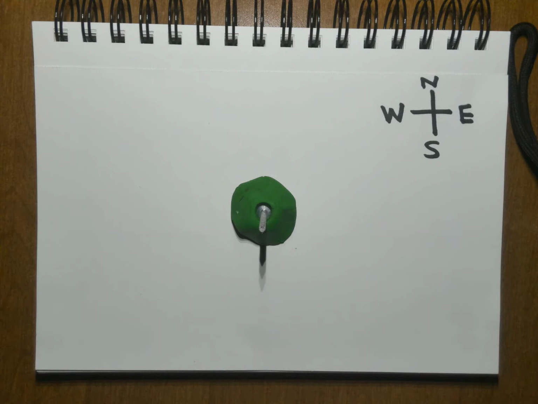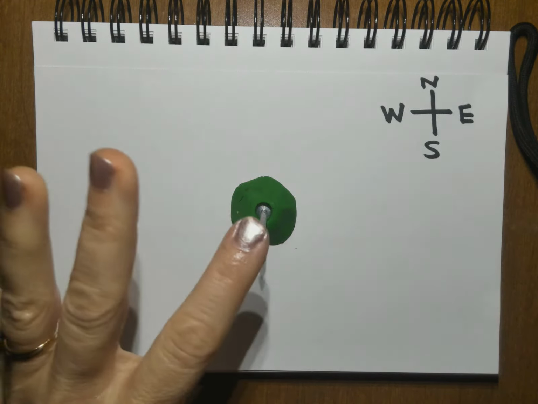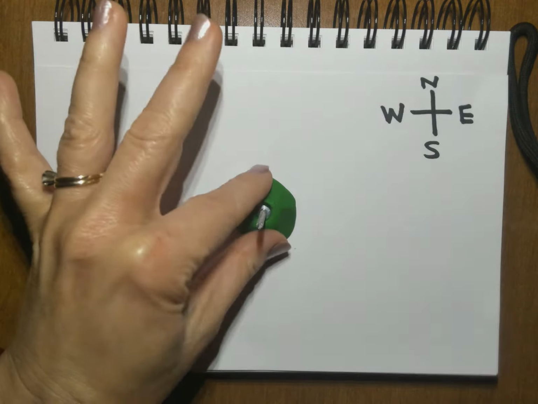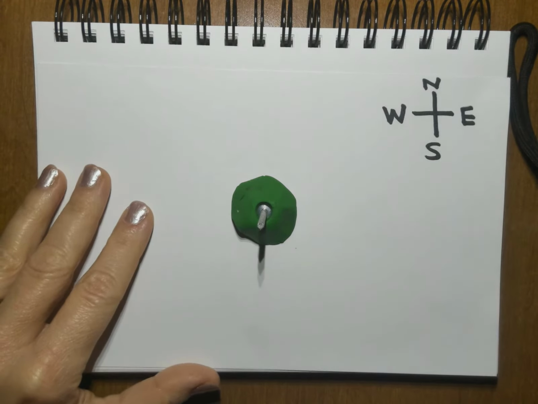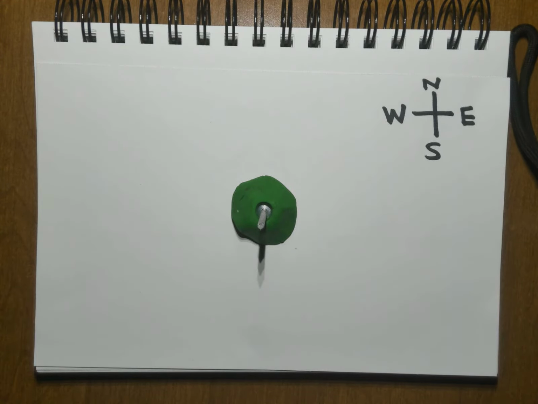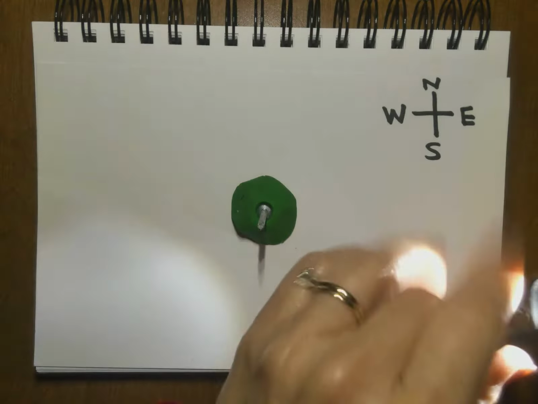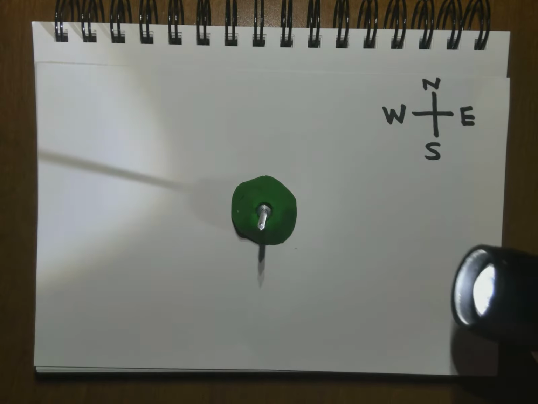Did you know that you can tell what time of day it is simply by looking at where the sun is in the sky? Amazing, huh? I'm going to show you how. All right, to do this, I've got a nail in some clay to represent a person, and I have a flashlight to represent the sun.